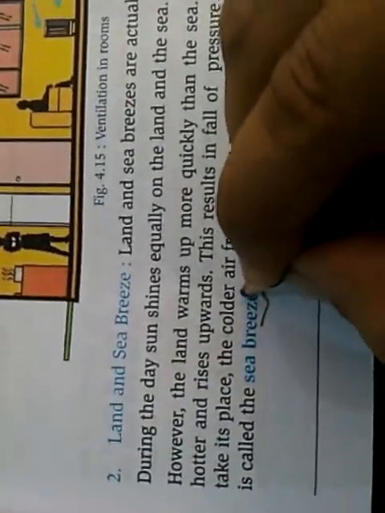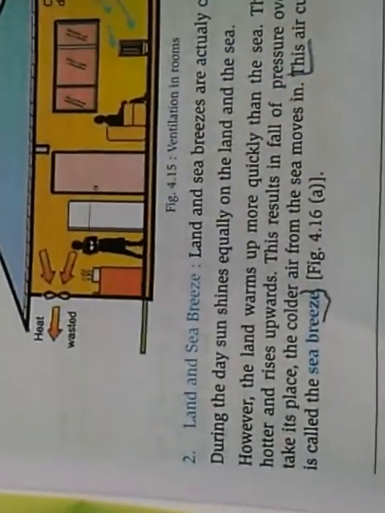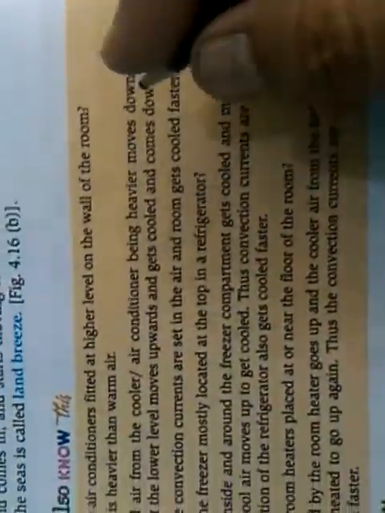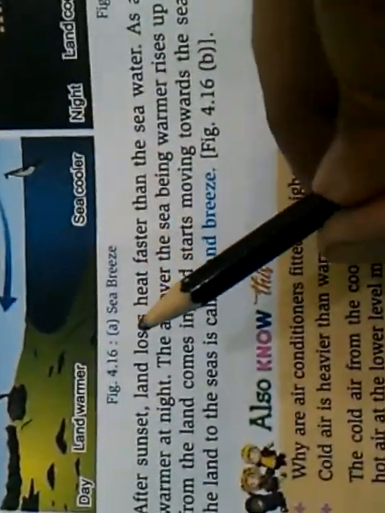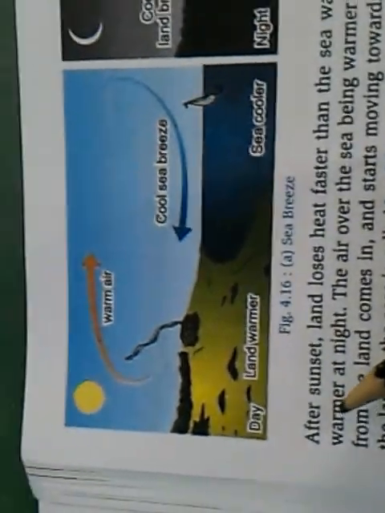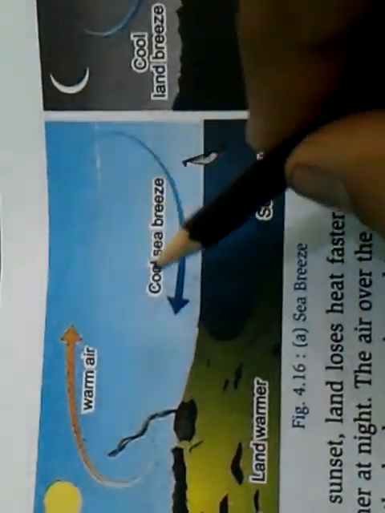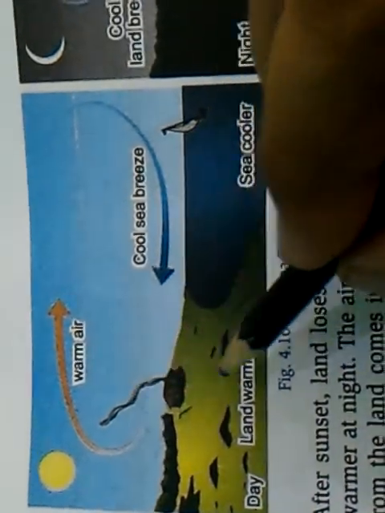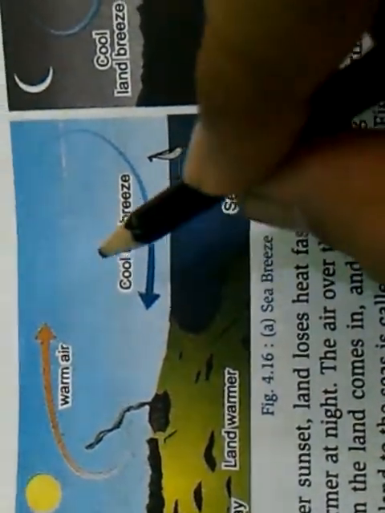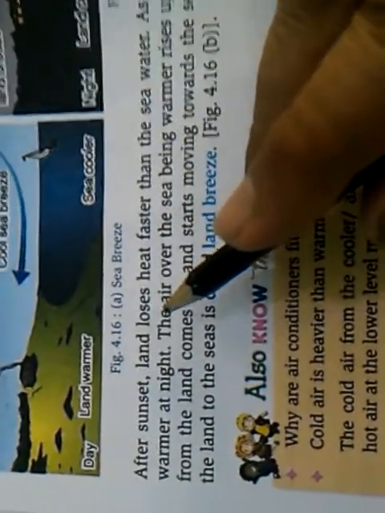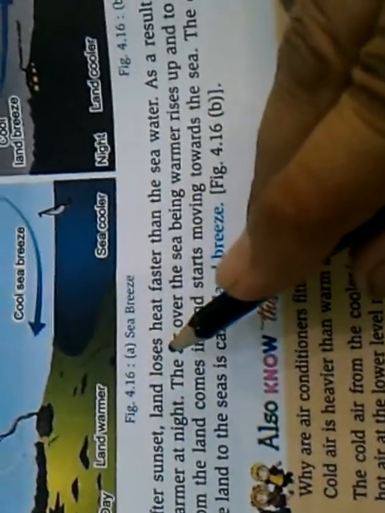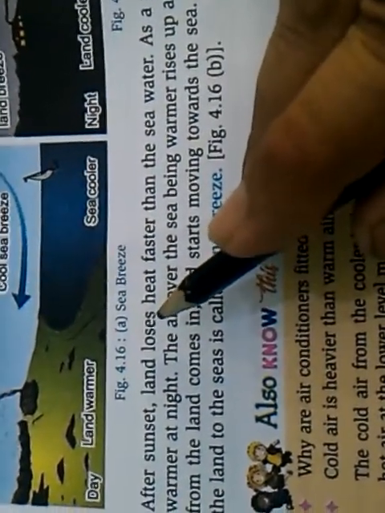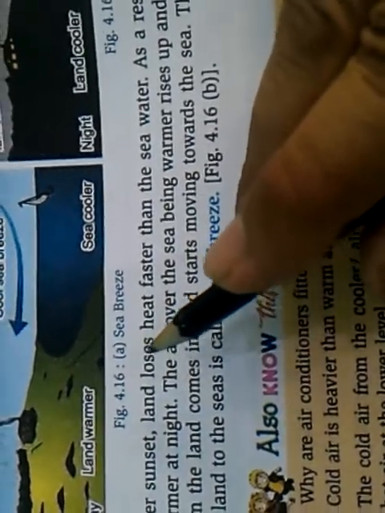This is the definition of sea breeze, and we can experience it near our Anasagar lake around Chowpatty, or for a better experience you should visit Baradari in Daulatbagh. So this is warm air and this is cool air, the cool sea breeze coming in, and this is sea breeze.